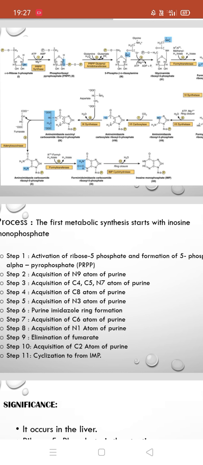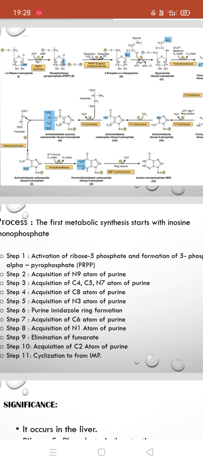This reaction is ATP dependent and named as carboxylation. Step 8. Active acquisition of N1 atom of purine. Amide bond is formed with C6 when aspartate is added and forms 5-amino-imidazole-4-N-succinylcarboxamide riboside in the presence of 5-amino-imidazole-4-N-succinylcarboxamide riboside synthetase enzyme. This reaction is also ATP dependent.